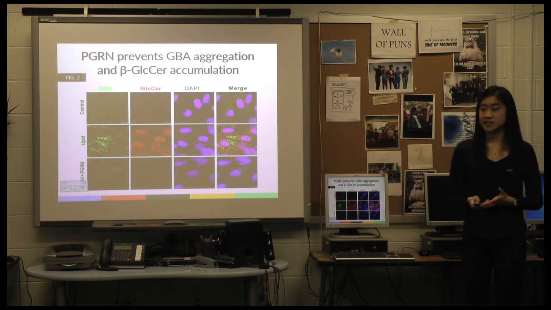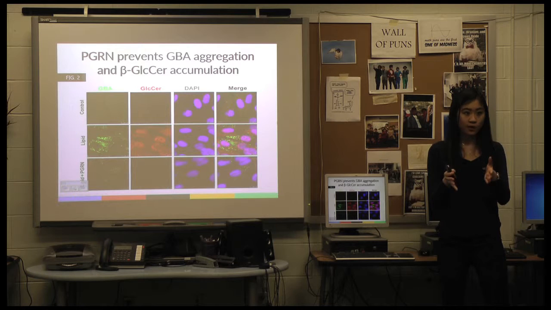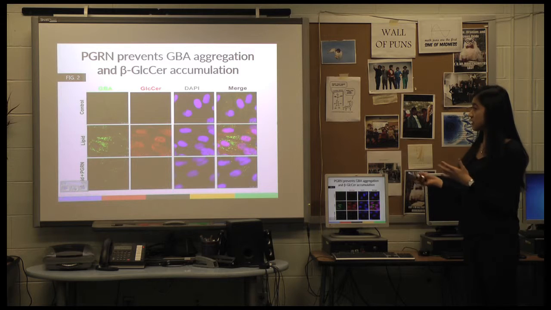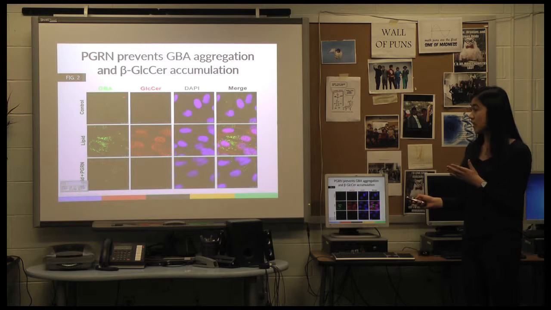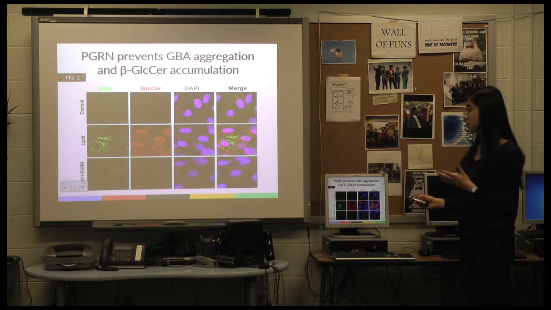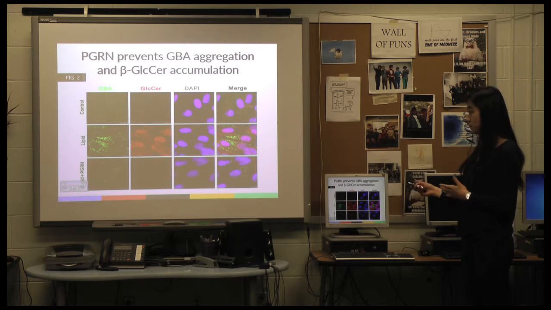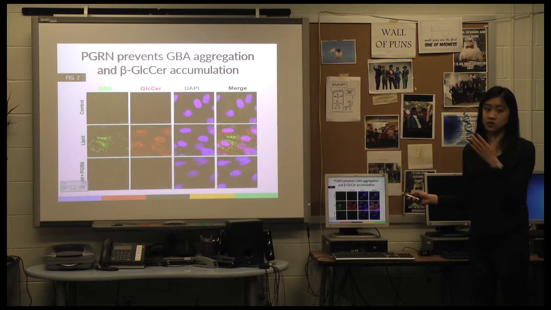So what this led us to test is whether recombinant progranulin truly prevented GBA aggregation and beta-glucoceramide accumulation. That is, whether adding progranulin was involved in the processes that cause Gaucher disease. This experiment is immunofluorescence staining. We chose a color for each item that we want to measure. We stained GBA levels with green, beta-glucoceramide with red, and the nucleus with blue, as a control and for localization purposes.